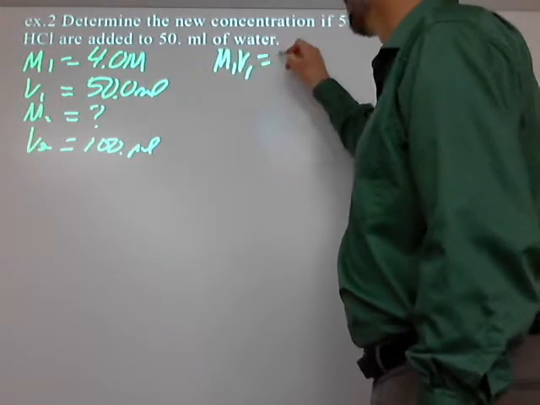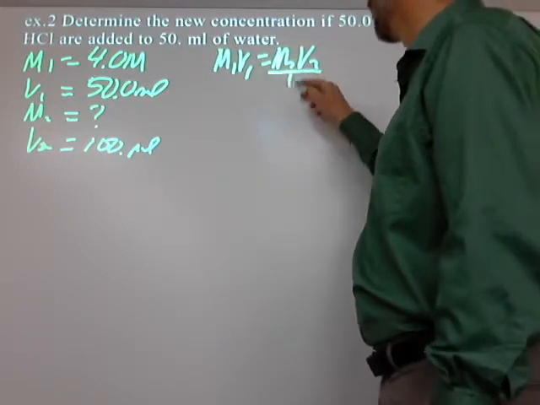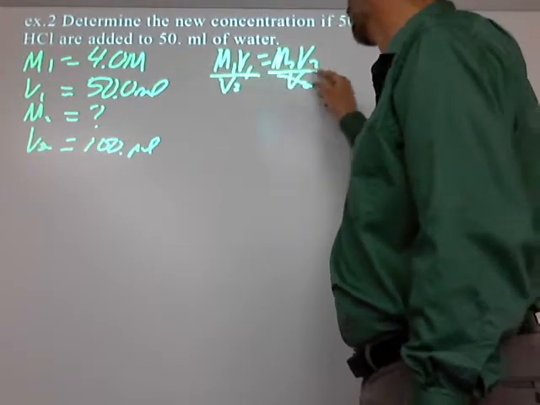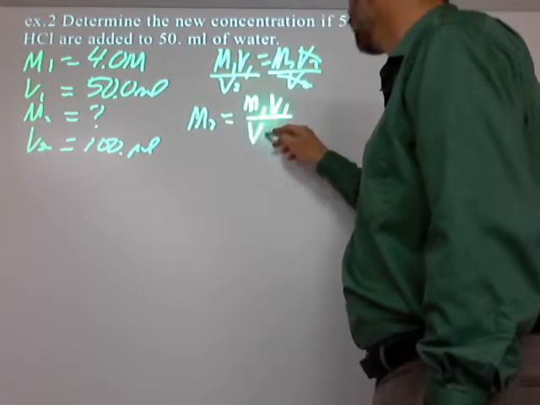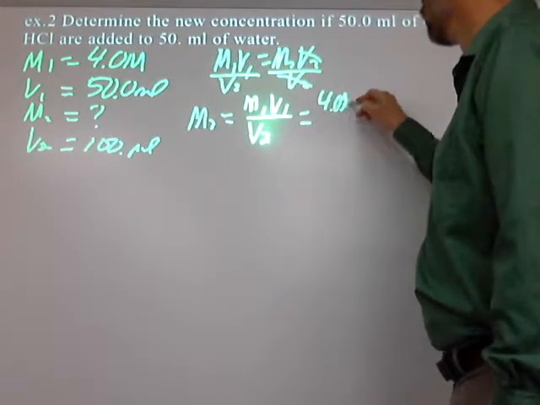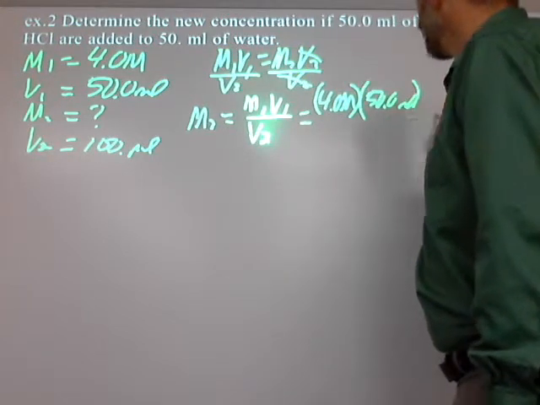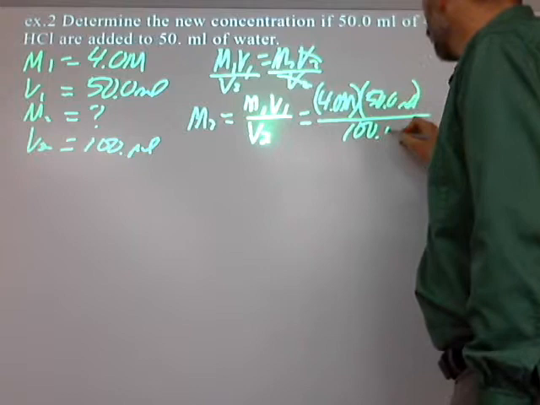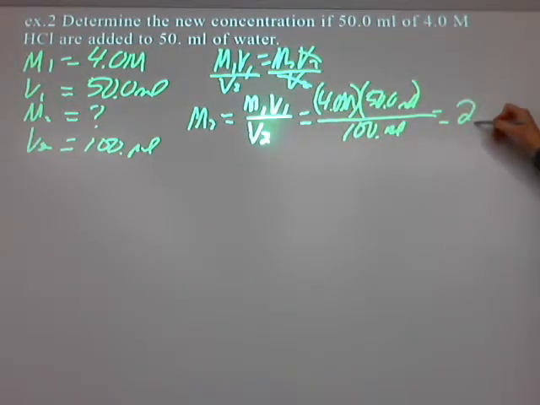M1V1 equals M2V2. My M2 is what I'm looking for this time, so I'll divide both sides by V2. So M2 equals M1V1 over V2, which is 4.0 molar times 50.0 milliliters, by the way, I also did this one for a second reason, over 100 milliliters. And basically, what do I get? 2.0.